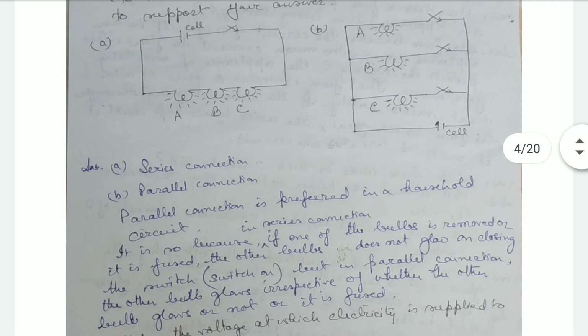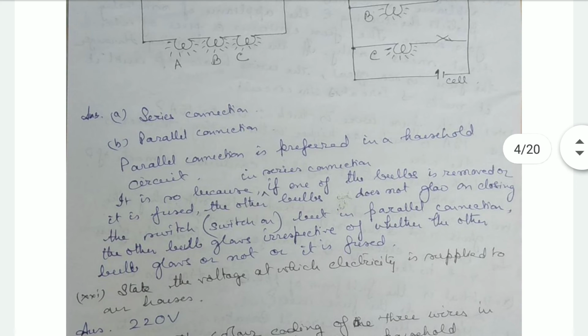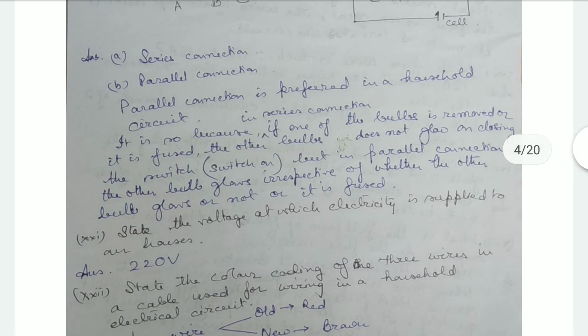Now in the household, we prefer parallel connection. Why? Because if it is a series connection, if one bulb gets fused, or it is removed, the other bulbs will not glow, because the circuit will not be a closed circuit. But in parallel connection, the other bulbs will glow irrespective of whether the bulb goes wrong or is taken out. It's not involved with the other bulbs, because any one of the bulbs will be closing the circuit. So the parallel connection is preferred in the household circuit.